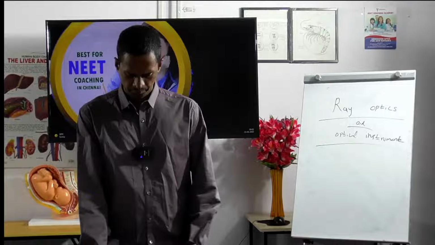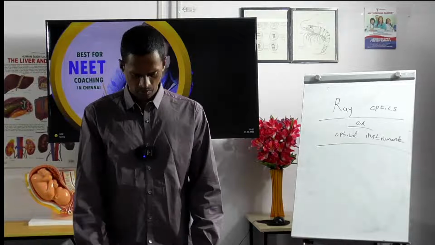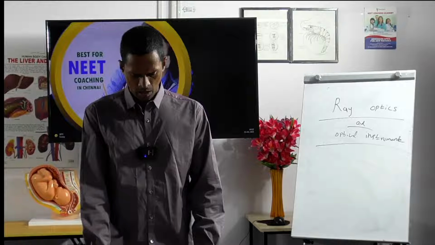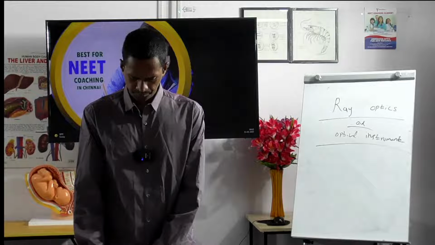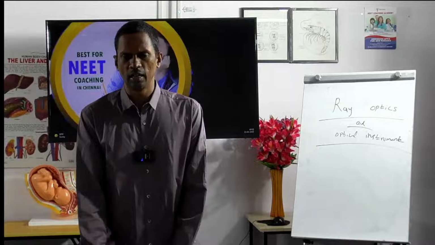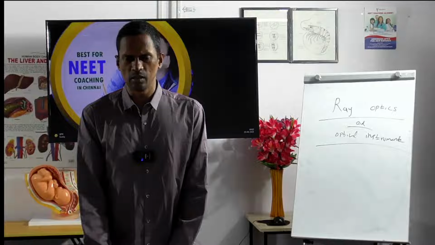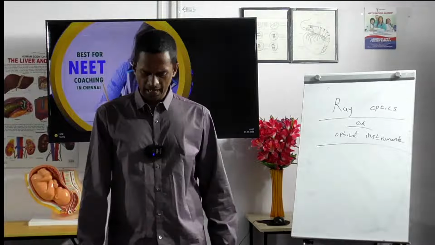Then I gave total internal reflection. When light travels from an optically denser medium to a rarer medium, it is reflected back into the same medium, and partially refracted into the second medium. This reflection is called internal reflection.